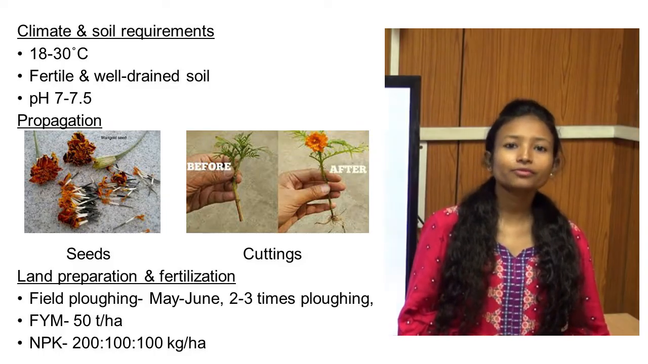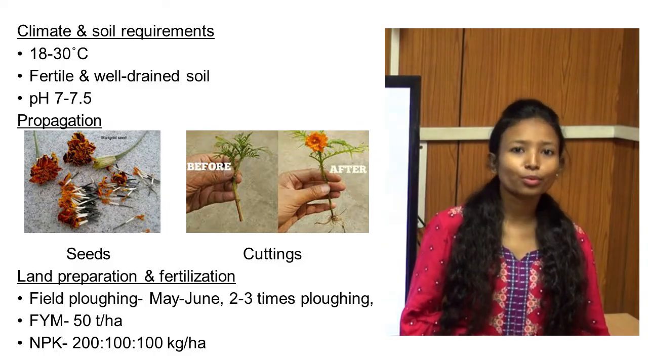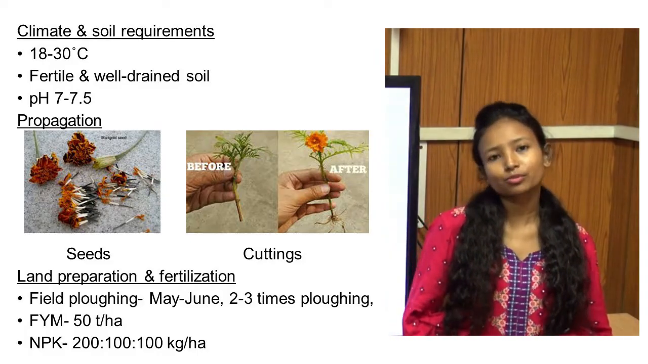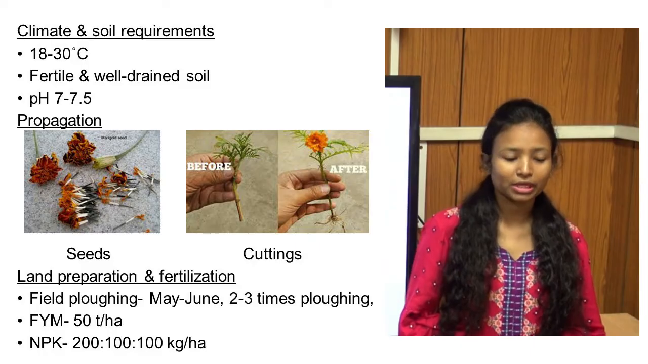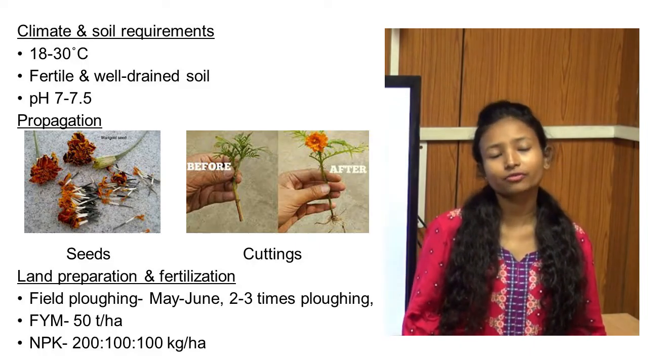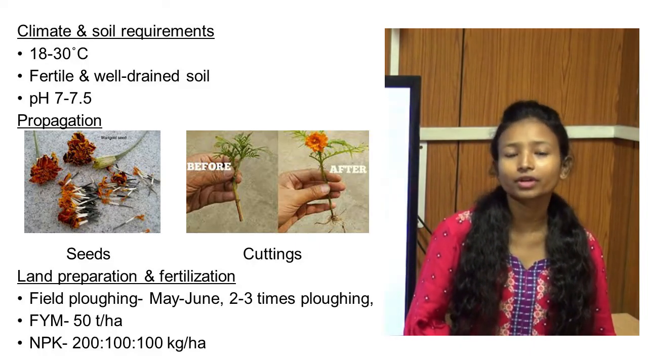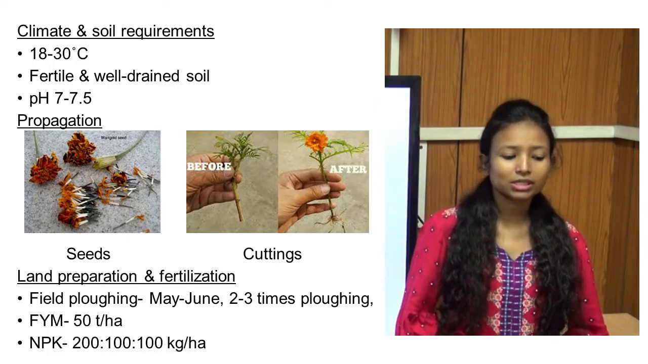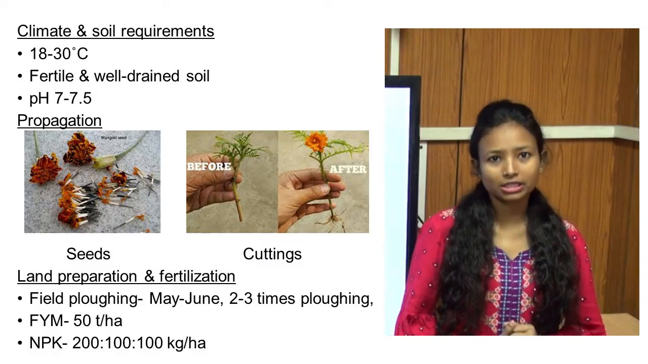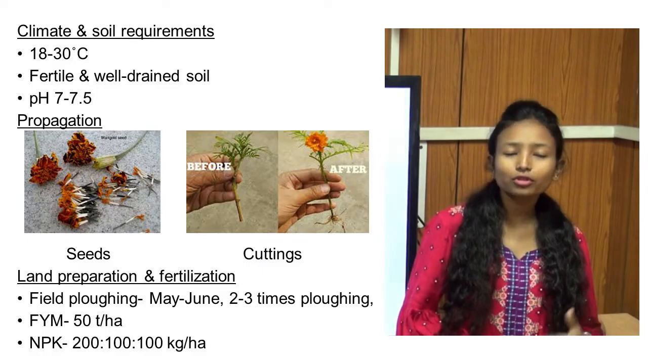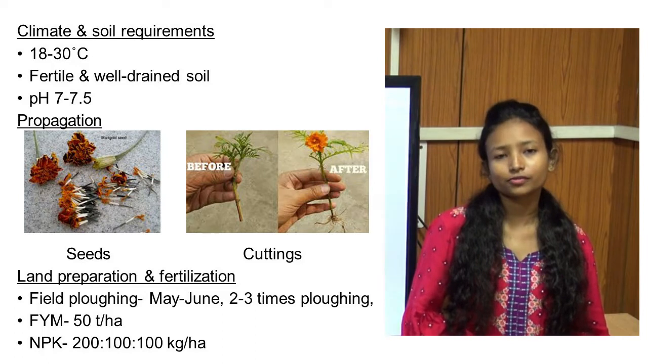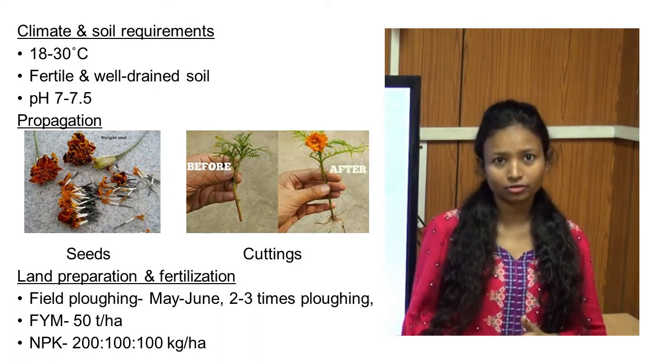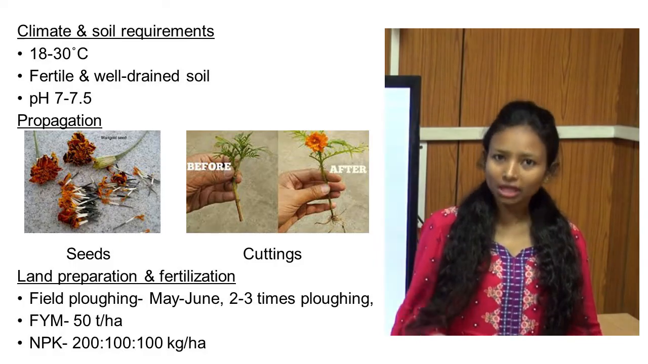Under land preparation and fertilizer, the field is plowed mainly during the May or June month, and 2 to 3 plowings are sufficient for land preparation. At the time of land preparation, well-rotted FYM is applied at the rate of 50 tons per hectare, and the recommended NPK fertilizer dose is 200:100:100 kg per hectare. Of this, half dose of nitrogen and full dose of phosphorus and potassium are provided at the time of field preparation, and the remaining nitrogen is provided 1 month after transplanting.